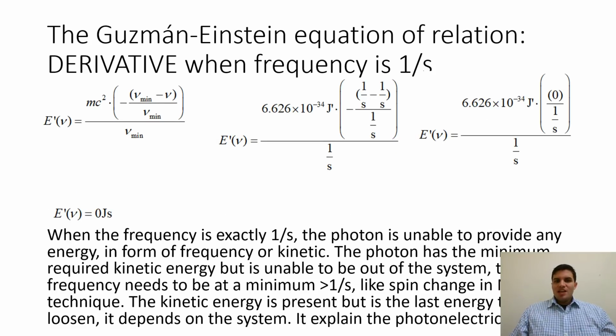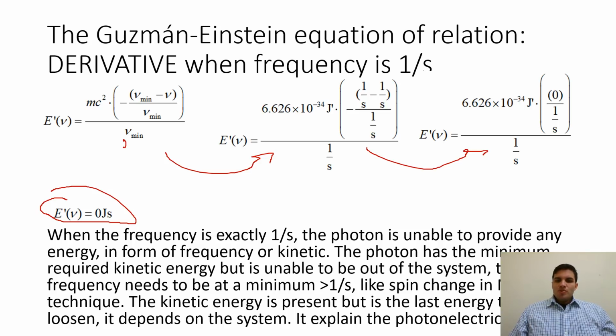And here is the same equation, but for a frequency of 1 cycles per second. Here is the primary equation turned into this form, and finally into this form. The resulting value of the equation is 0 joules per second. When a frequency is exactly 1 cycle per second, the photon is unable to provide any energy in form of frequency or kinetic energy. The photon has the minimum required kinetic energy, but is unable to be out of the system. The frequency needs to be at a minimum more than 1 cycles per second, like spin change in the nuclear magnetic resonance technique, to go out.